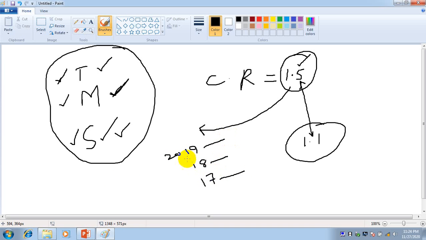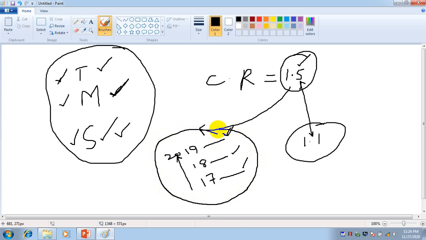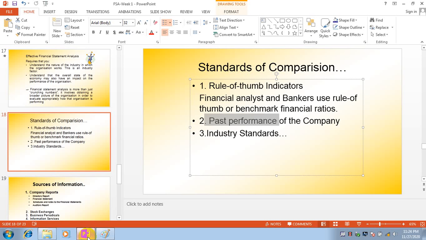So these past performances are a standard for measuring current performance. This is the current performance, and on the basis of this current performance, we are comparing it with the past performances. So they are also using the past as a standard for comparing the present performance. Present is compared with the past. That is another standard for comparison: past performance with present performance.